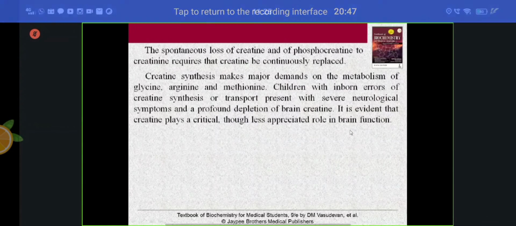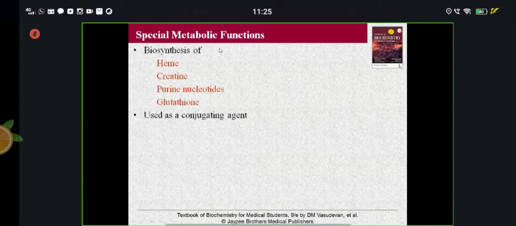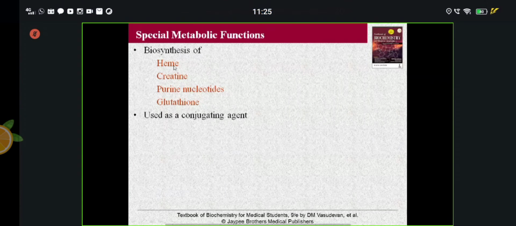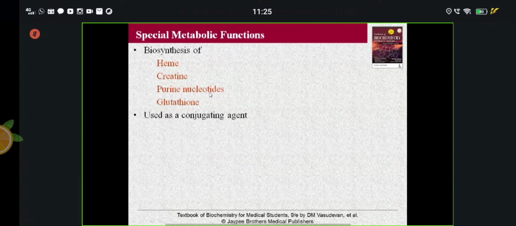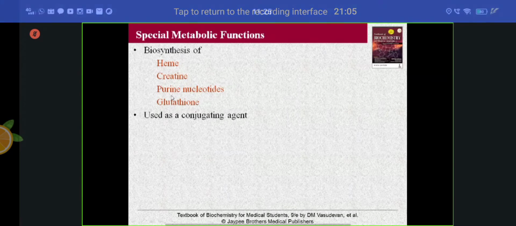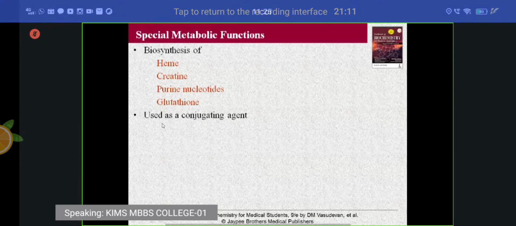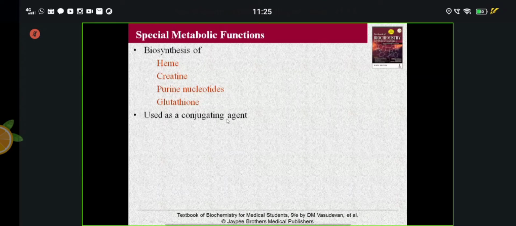Right. Special metabolic functions. In glycine metabolic reactions you have seen creatine and creatinine till now. What are the other things? As I already told you, for heme, ALA is required. Creatine, okay, fine. Purine nucleotides. Always remember, glycine is required for purines. In an MCQ question, you get options like is it purine, is it pyrimidine. Glutathione, used as a conjugating agent. We'll see just one line about all this.